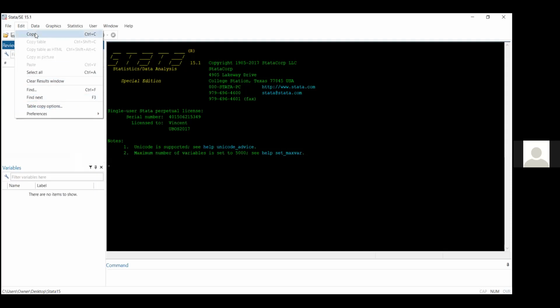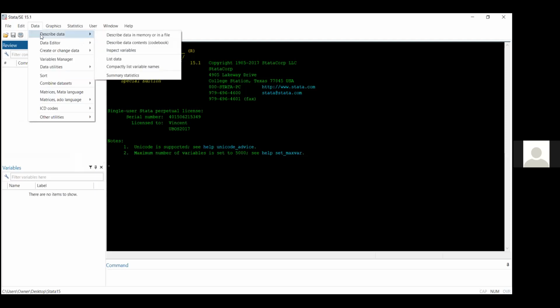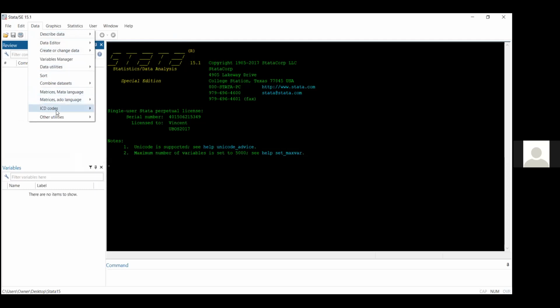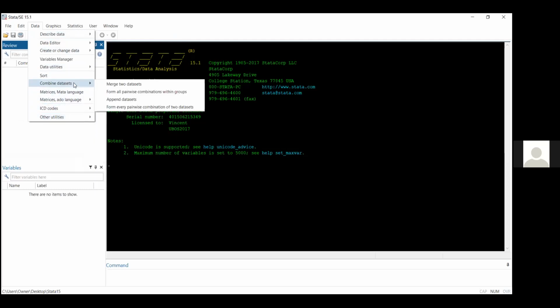Most commands under edit do the same thing. You can even see copy here, select all. So data, this is where you are when your data is loaded. You can come and describe it, you can come and inspect it, you can create new variables, meaning manipulate them, you can come and sort, you can perform all those manipulations with your data before you even start using it.